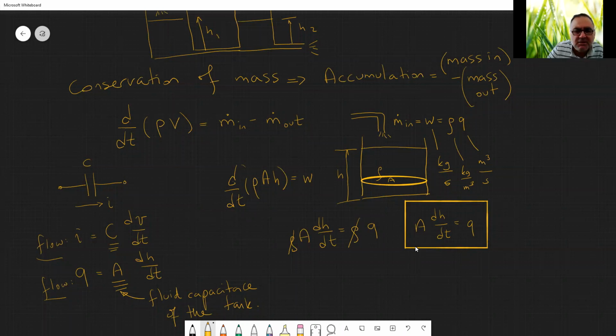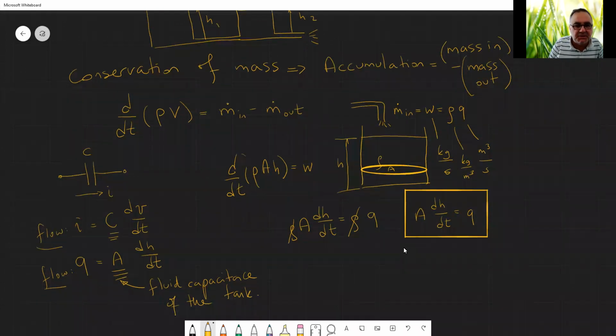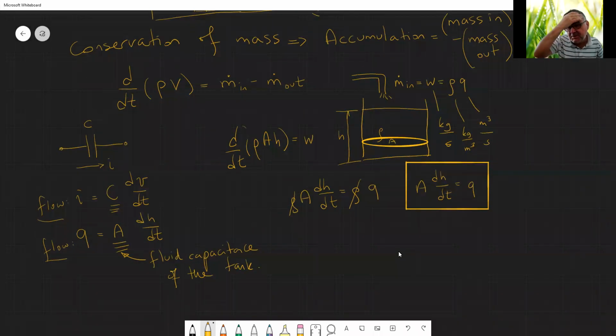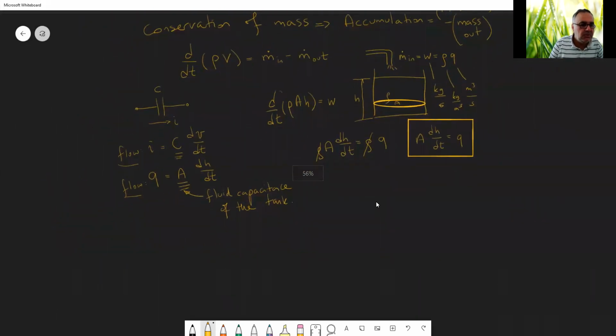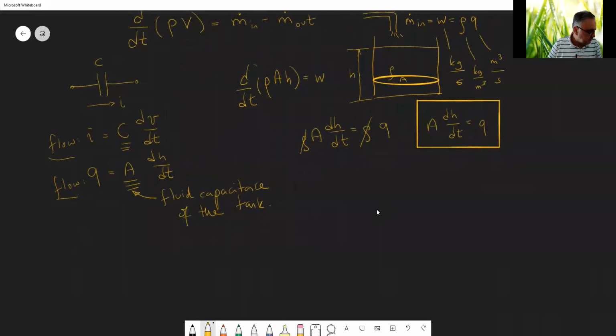Actually, this change in height, as we will be seeing, is related to the change in pressure. And pressure is analogous to the voltage in fluid systems. So that's what we have. Let's make our tank a little bit more complicated. Let's say that you have a flow into the tank, as before, but now there is also flow out.